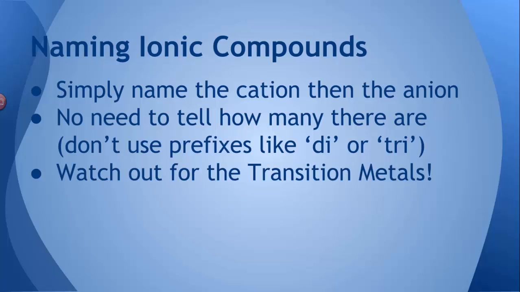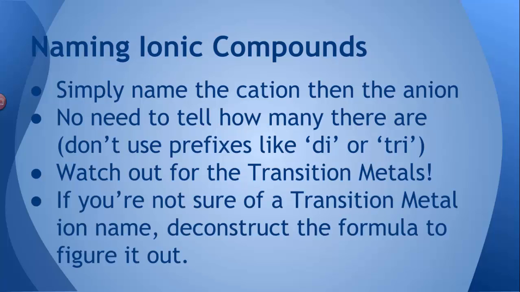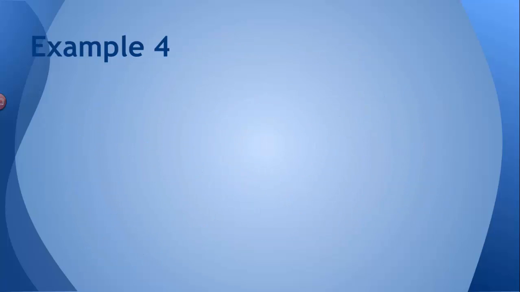Watch out for the transition metals. Remember that transition metals have multiple possible positive charges, and that means that in the name of the compound, you have to tell what charge that metal ion has by using the Roman numerals in parentheses. Sometimes it's easy, sometimes it's not. If you're not sure which transition metal ion you have, you might have to deconstruct or take apart the formula, go backwards, to figure out what its charge is. Let's do an example of that.